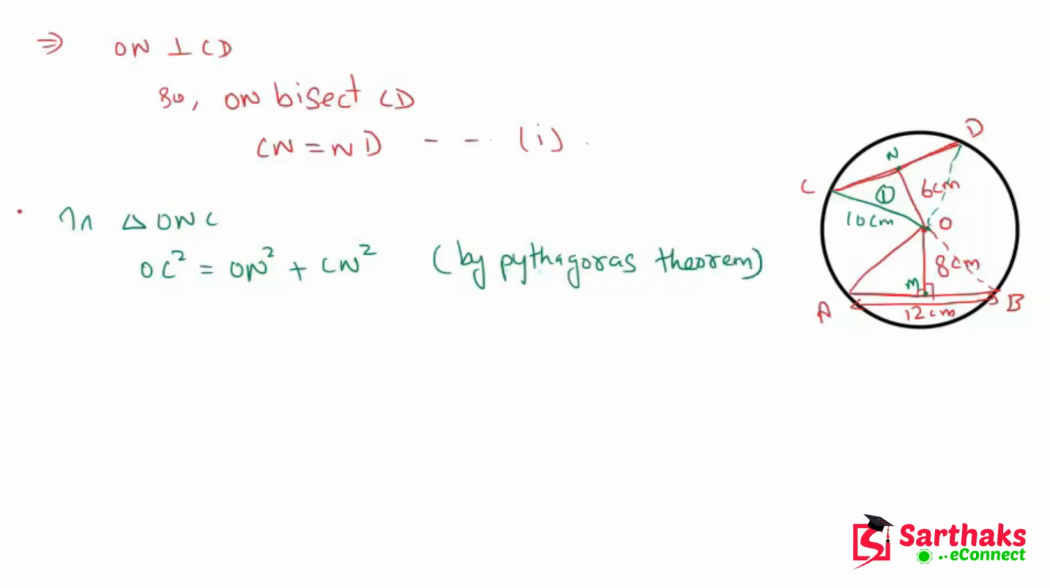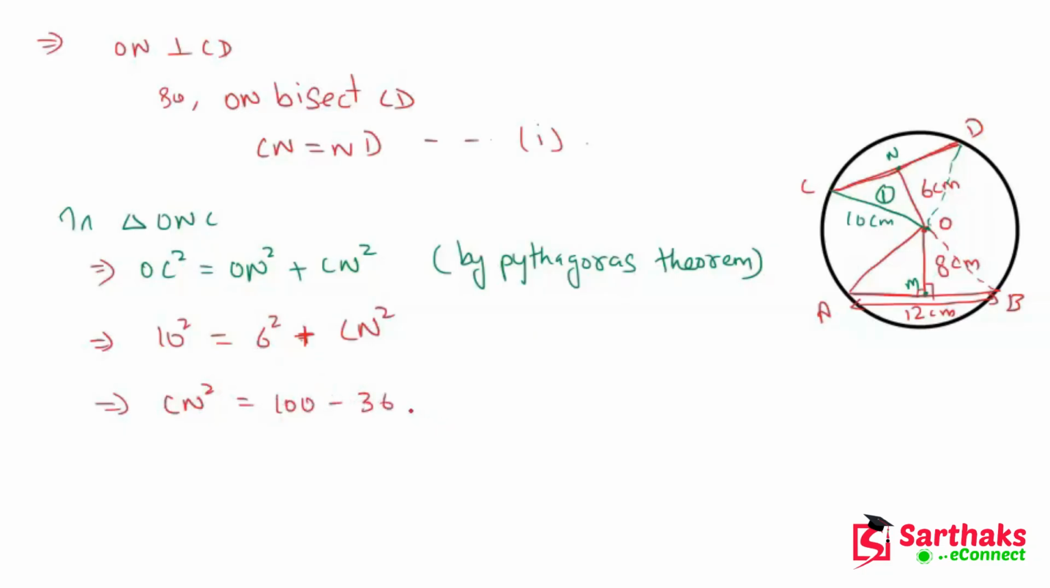Okay, I hope you get this point. So now OC is what? OC is 10 squared, which equals ON squared, and ON is 6 squared, plus we have to find CN, so this is CN squared. So CN squared is 100 minus 6 squared, which is 36.